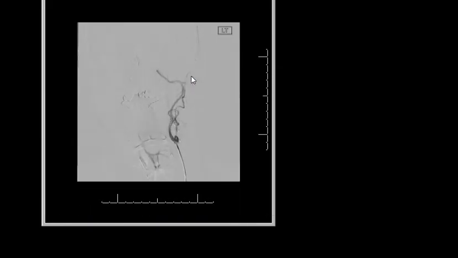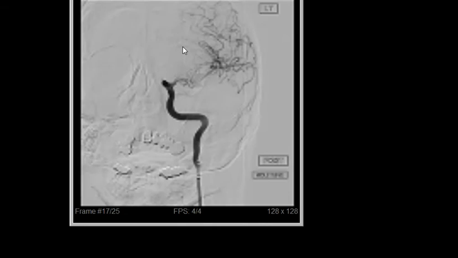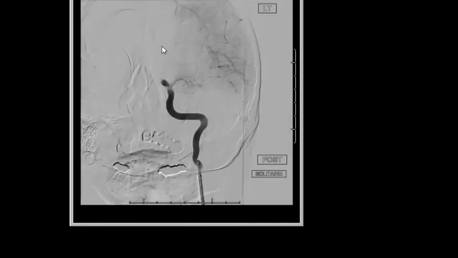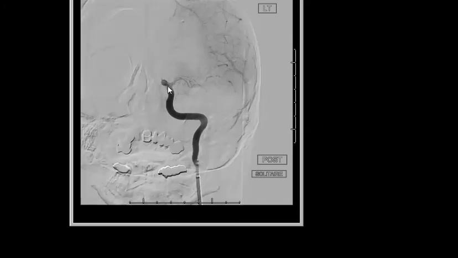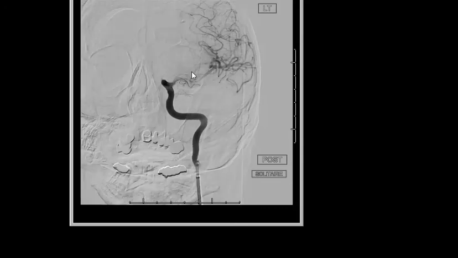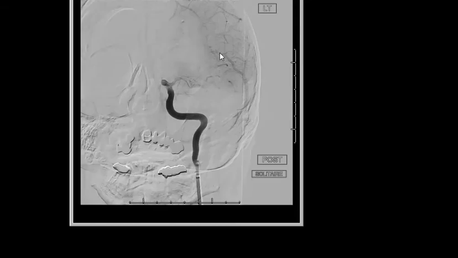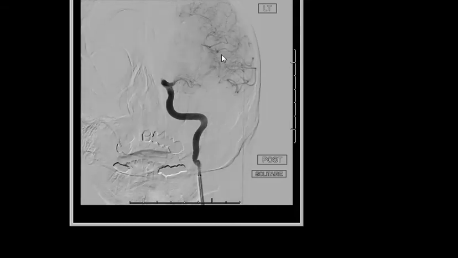Here's the angiogram, showing the critical stenosis of the proximal ICA. Here's the angiogram that went beyond the stenosis. It showed there's a blood clot in the carotid terminus extending to the entire MCA. There's not much flow, only delayed filling of the left MCA territory.